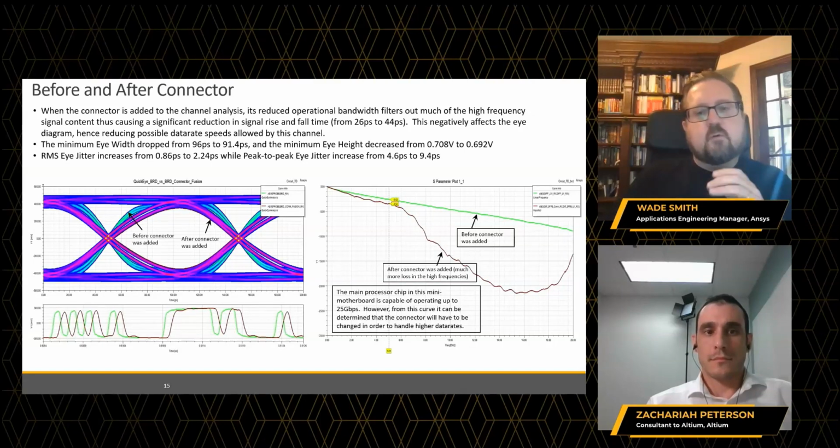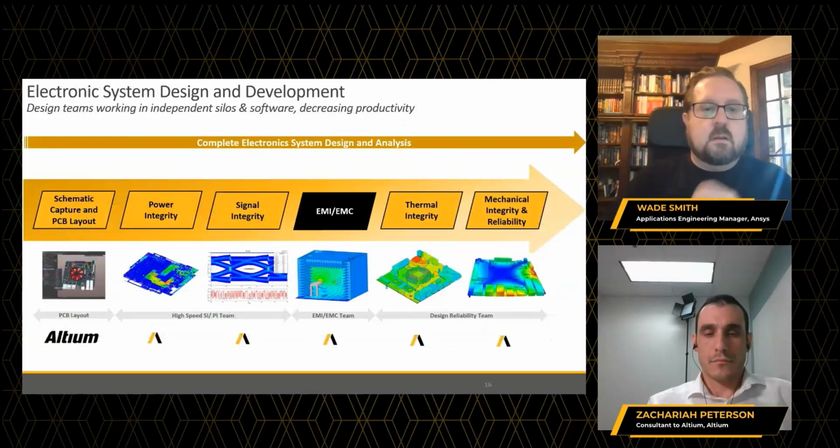Therefore, if we were asked to run this at 10 gigabits per second, we could probably confidently say, yeah, the eye will work, so we could probably get this. But if we were asked to take this to some of the higher order standards or higher frequency standards, I think we would have to change the connector in this particular example.